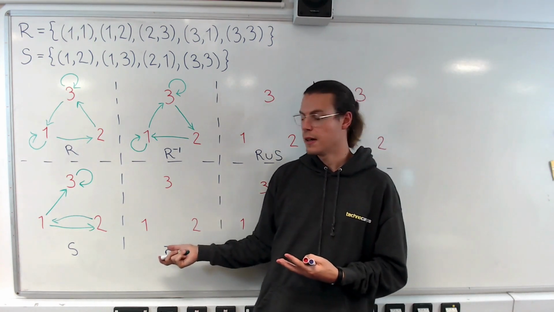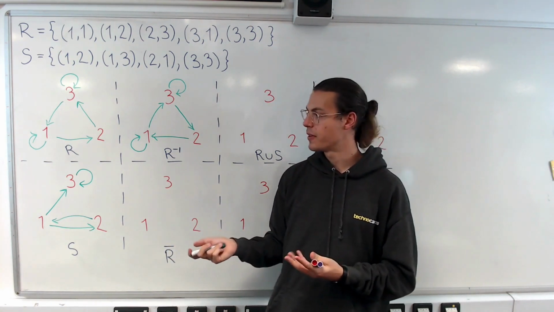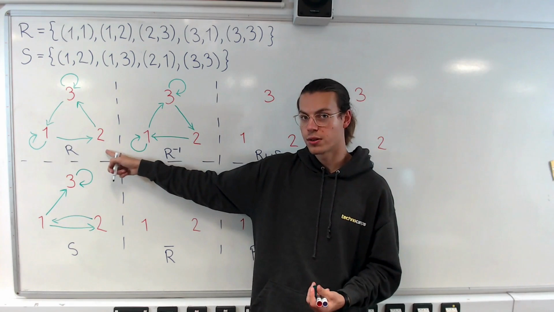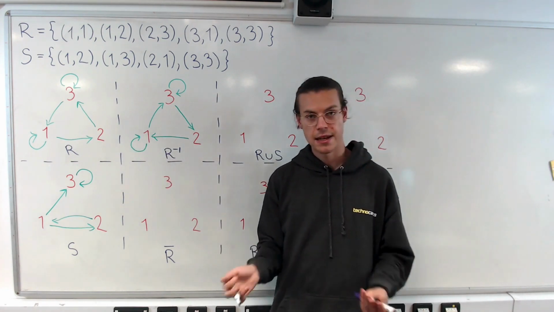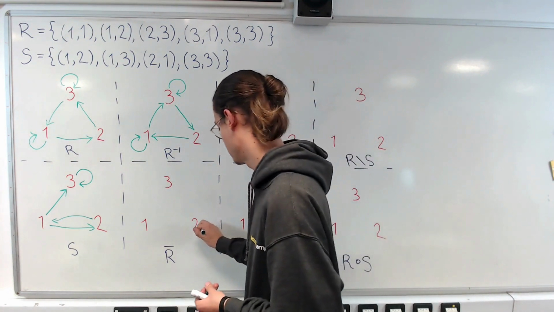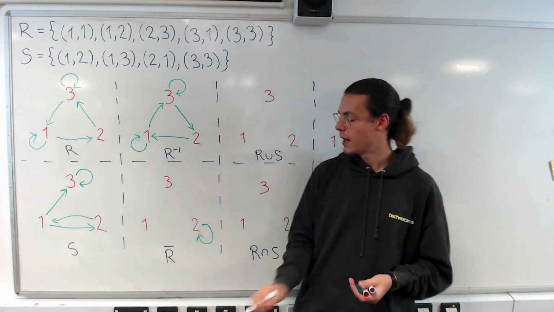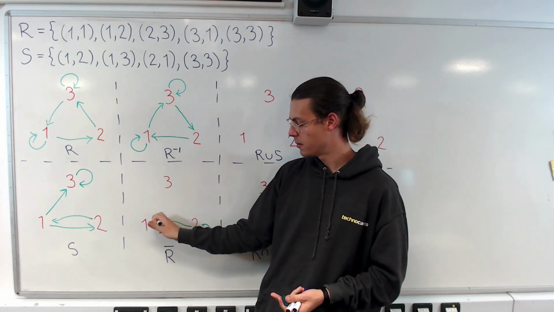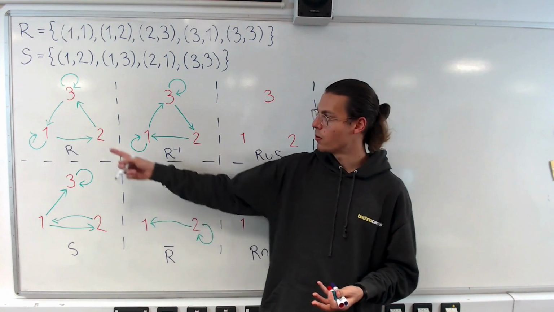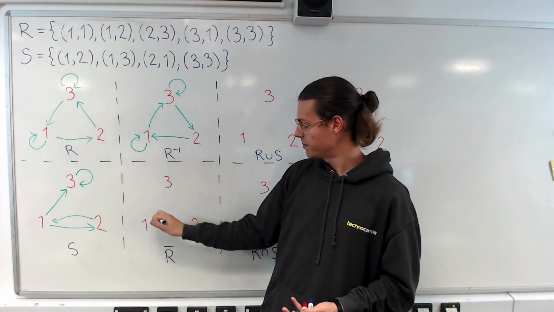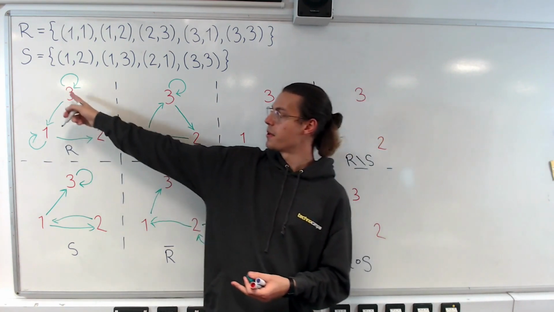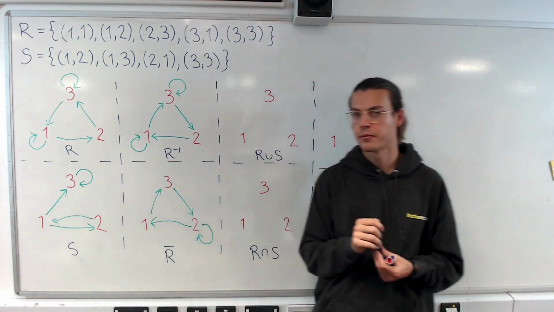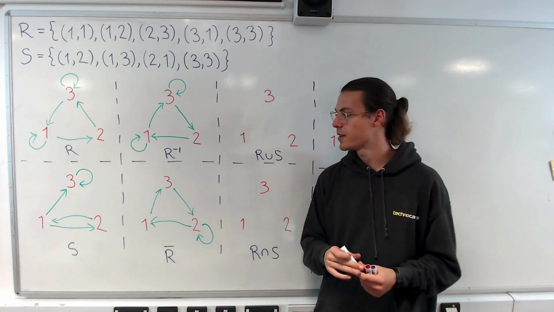Now, the complement of R is just any pair of elements that are not related by R. So, for example, 2 is not related to itself by R, so it is related to itself by the complement of R. And 2 is not related to 1 by R, so it is related to 1 by the complement. 1 is not related to 3 by R. 3 is not related to 2 by R. And we're done there. That's the complement of the relation R.